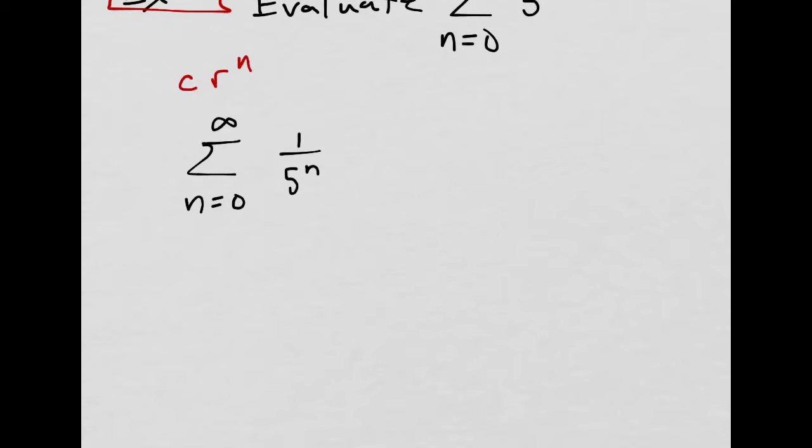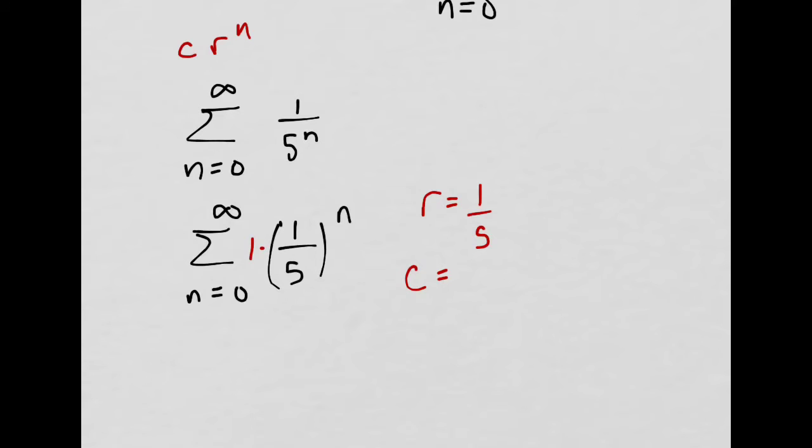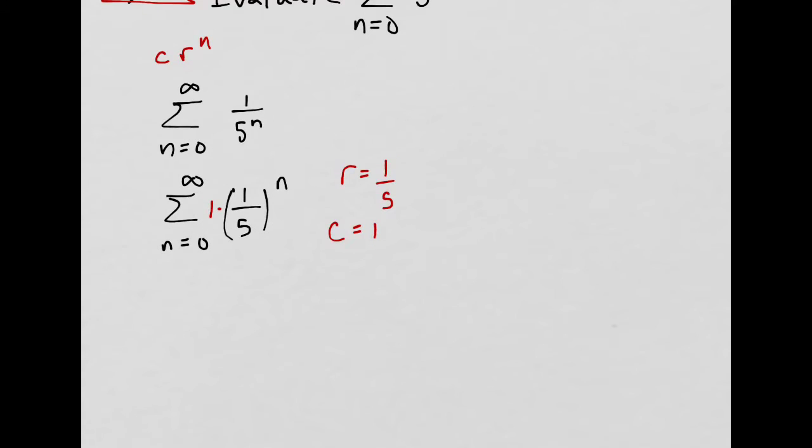Now, this still doesn't look like a geometric series so far, but I'm using my rules for exponents. 1 to the n is just 1. So, actually, I can rewrite it like this. I suppose now my r value, r is 1/5. My c value is just 1. So that's nice. And there we go. There's the geometric series. And the absolute value of r is less than 1.